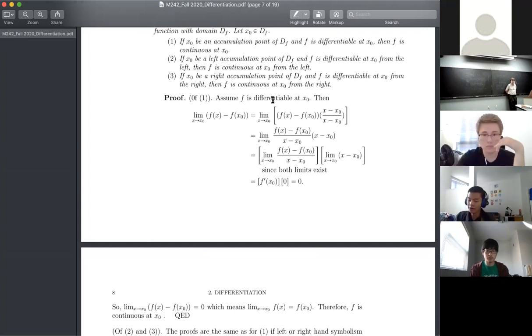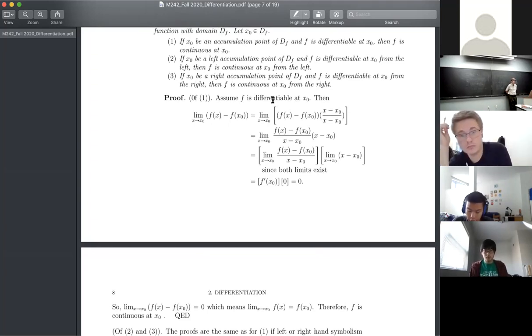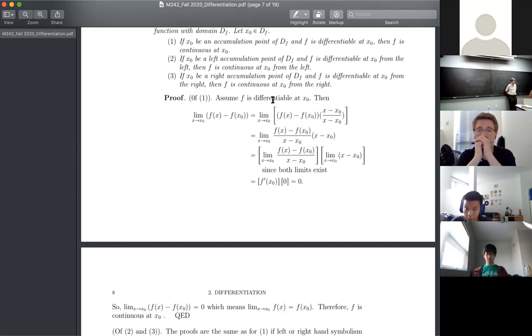I want to prove that if a function is differentiable at a point, then it's continuous at that point. So differentiability implies continuity. That's what I want to prove. So what do we do for continuity? We talk about the limit of f of x equals f of x naught, if you remember. Well, I want to show the limit of f of x minus f of x naught is 0. If you look at the bottom of page 7, the very last thing on the page is 0 with a period.